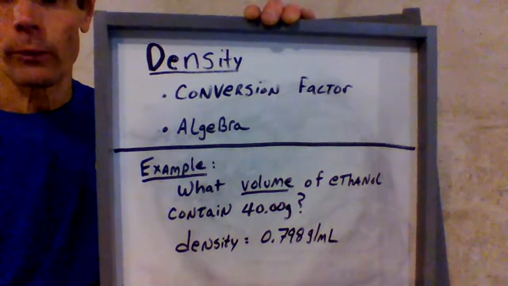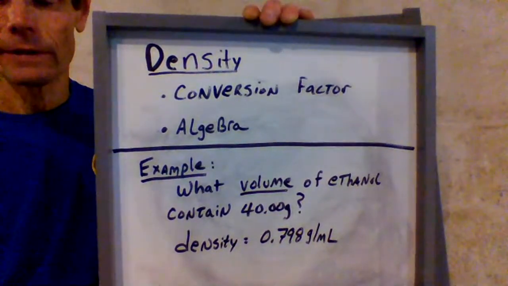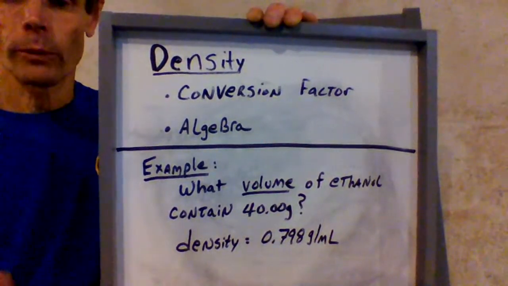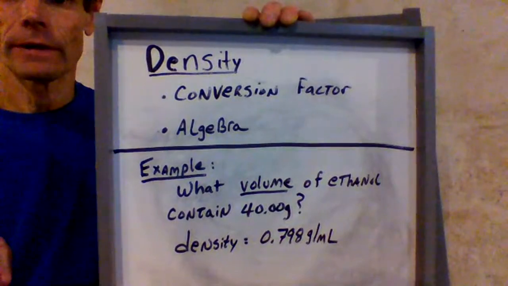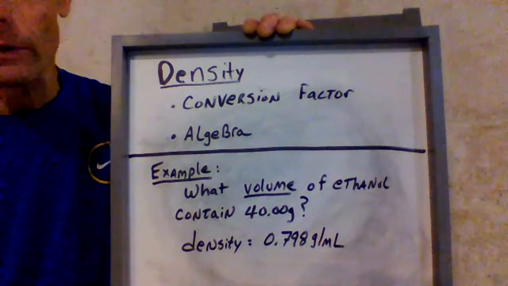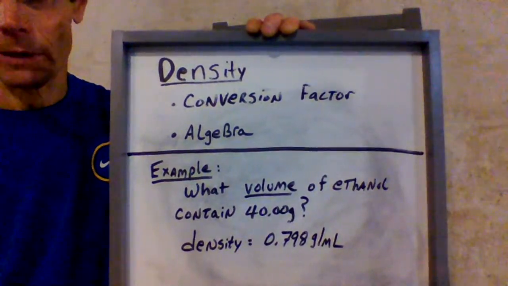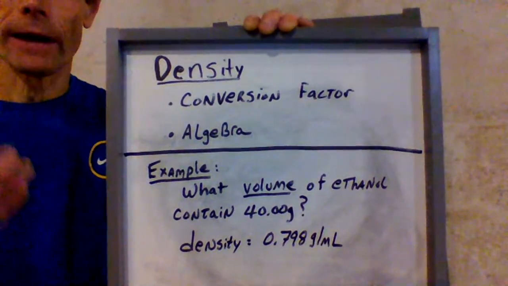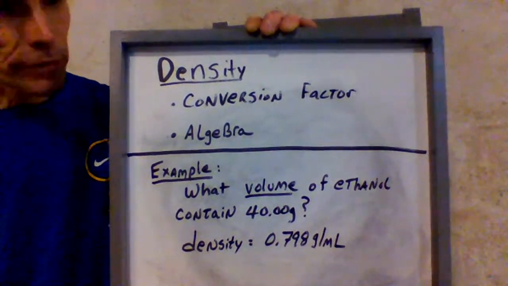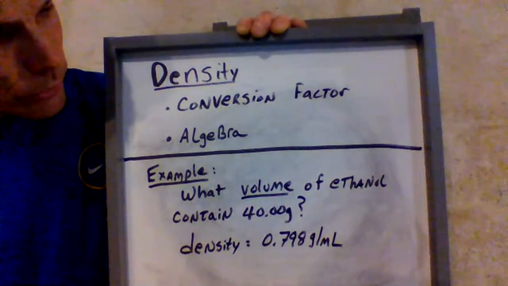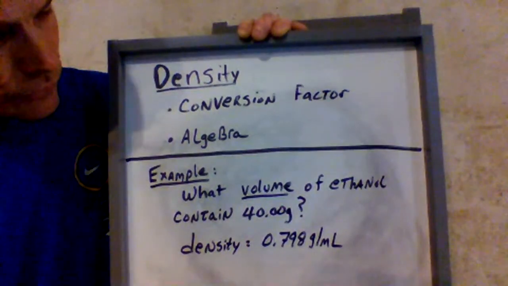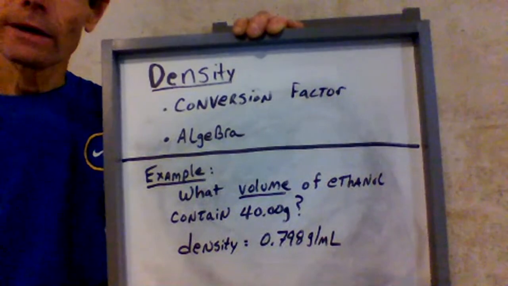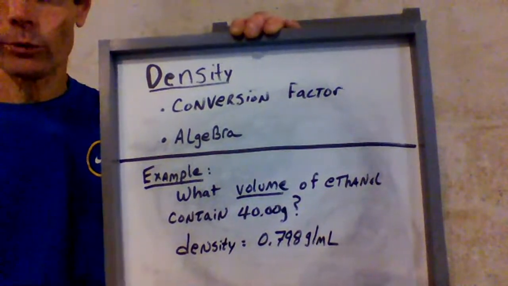Hi, we're going to show how we can use density to solve problems. And what we're going to show is that we can use density either as a conversion factor or we can use some algebra. And the example problem that I'm going to work on deals with what volume of ethanol contains 40 grams. Okay, this will be important in the laboratory.